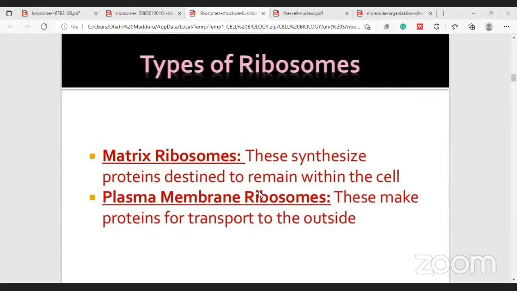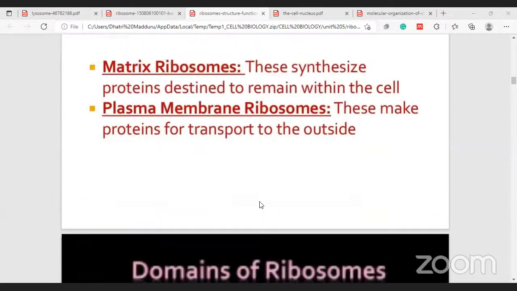And plasma membrane ribosomes synthesize the proteins they transport to the outside. That means secretory. Okay, usually some extracellular proteins will be synthesized. So such kind of proteins are synthesized by these plasma membrane ribosomes.